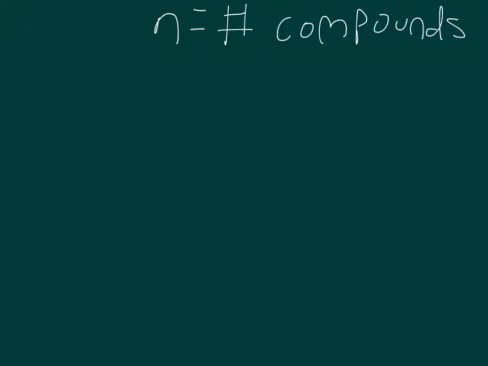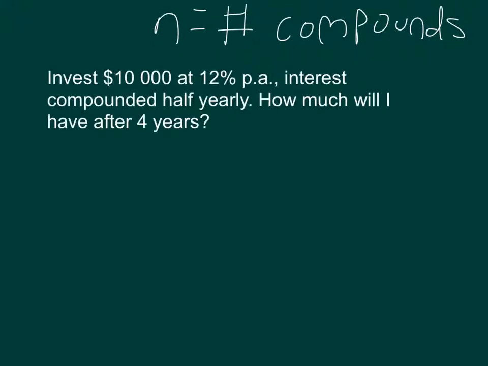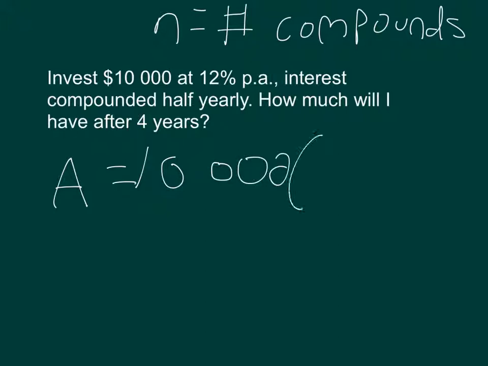Now, as with simple interest, it's really important that N and R are sort of in the same units, okay? So I'll give you an example as to what that means. So this is the kind of question you get. Invest $10,000 at 12% per annum, and the interest is compounded or recalculated half yearly. How much will I have after 4 years? Very simple. Let's use the formula above. So A, that's what we're trying to find, is principal times 1 plus. Now here's the thing.